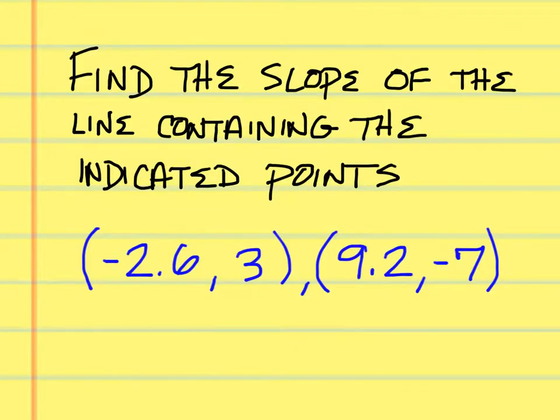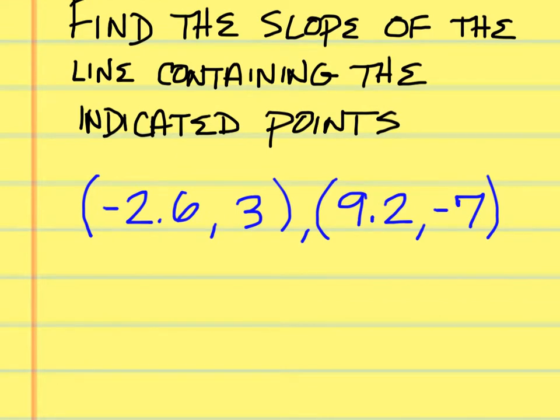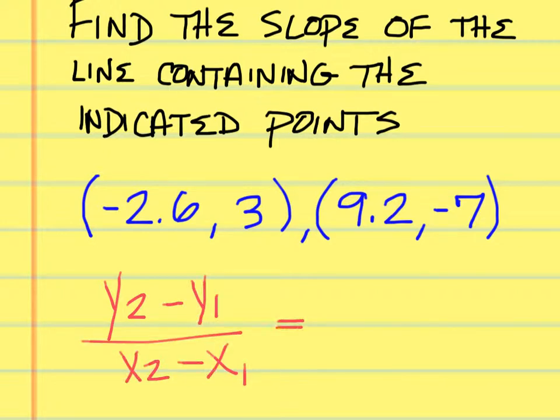Finding the slope of the line containing the indicated points. If you don't remember from Algebra 1 what the formula for slope is, it is this: y2 minus y1 over x2 minus x1. And in your problem, it is x1, y1, x2, y2. First point, second point, x and y. And just plug in what you have.